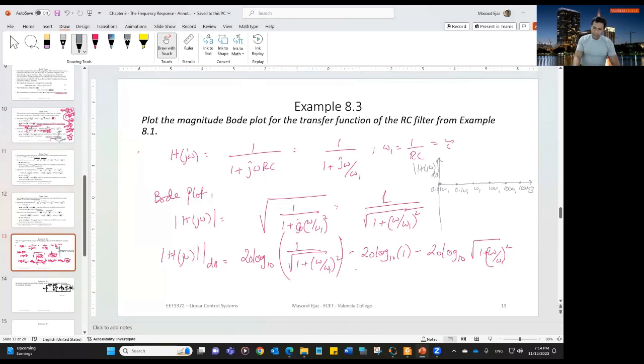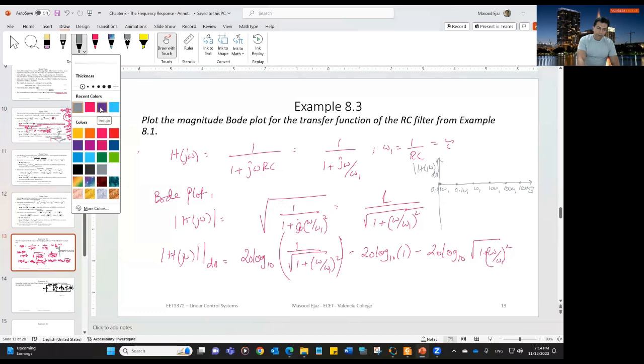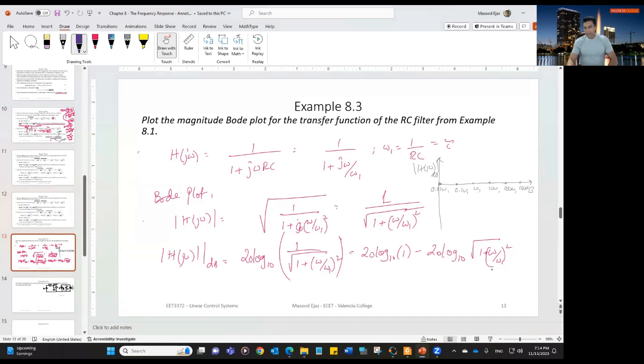Now this one is 0 for all the values. What about this? Now remember, the rule is that as long as omega is less than omega 1, we're going to ignore omega over omega 1. So you're going to have negative 20 log 10 of 1. Log 10 of 1 is 0, of course. So until omega 1, my Bode plot value is going to be 0.